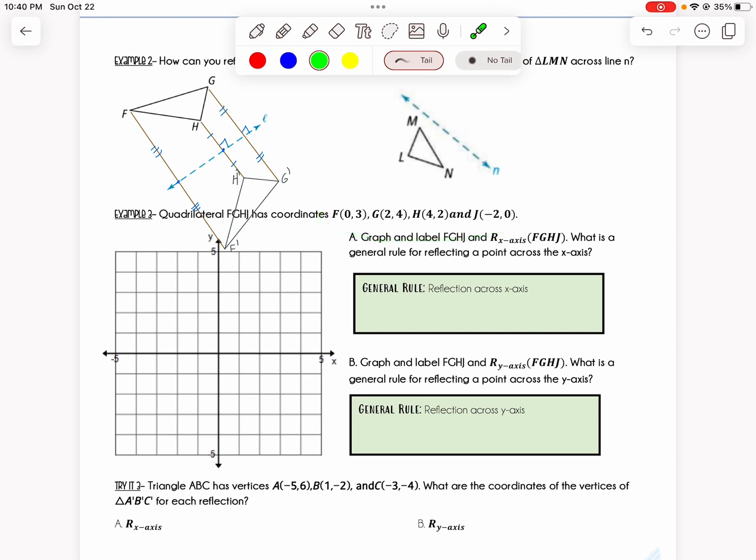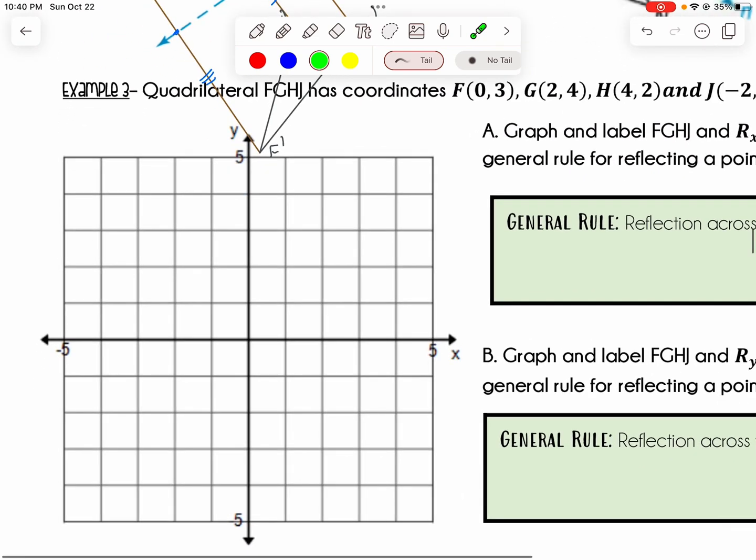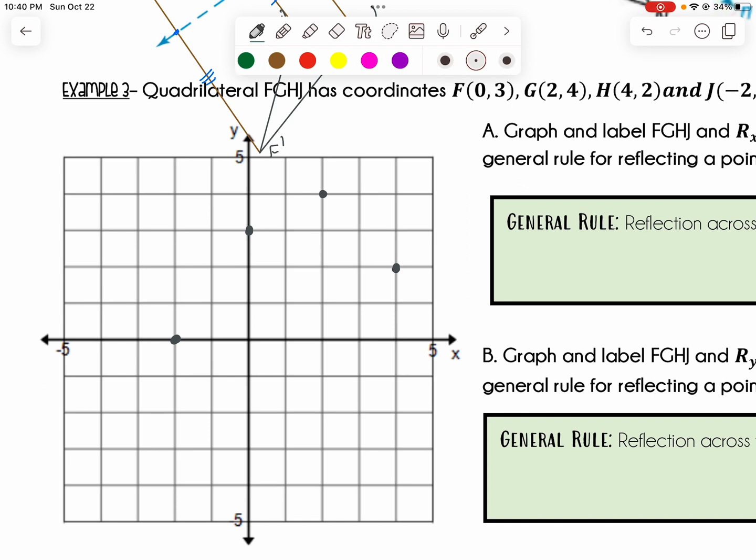This is F, G, H, and J. So we're going to go ahead and plot those points. We're going to start with F. F is 0, 3. G is 2, 4. H is 4, 2. And J is -2, 0. So I've got those several points. Now I'm going to connect them. And I'm going to connect them with purple.